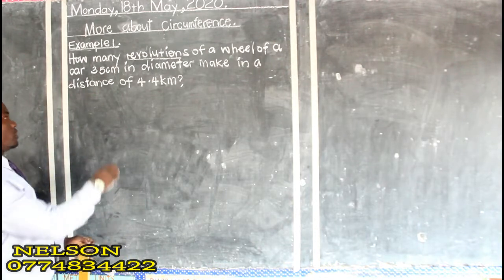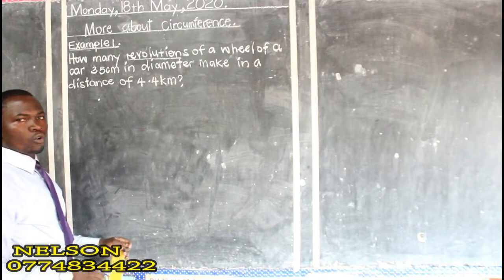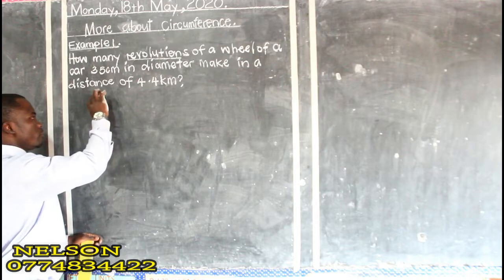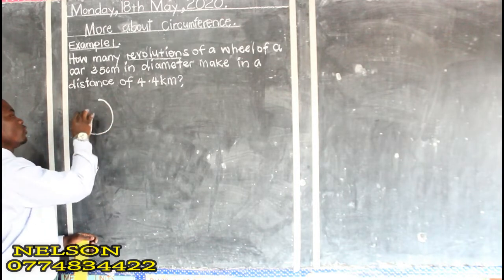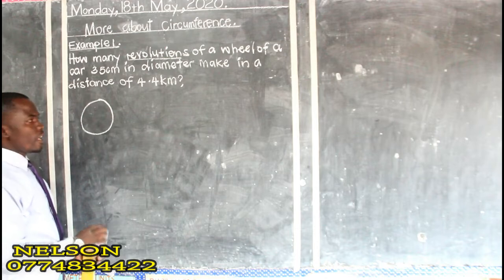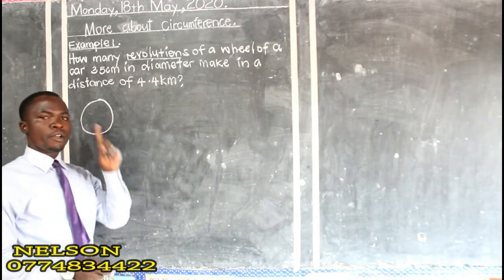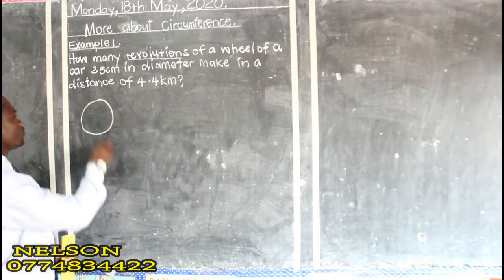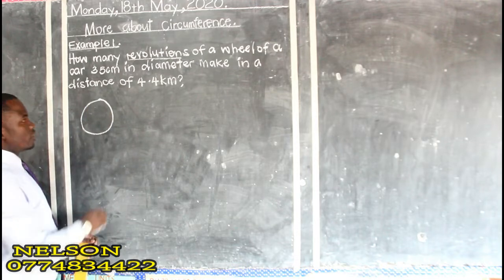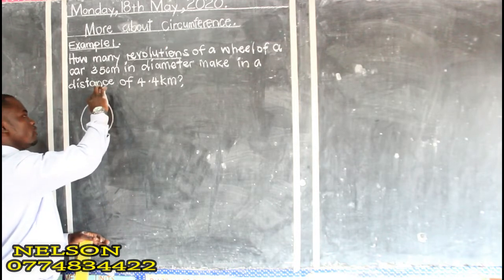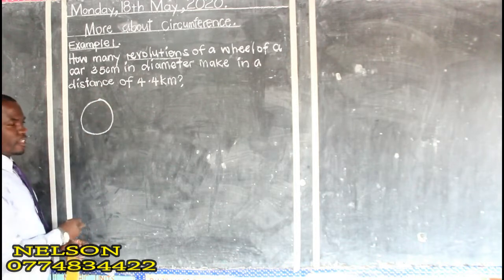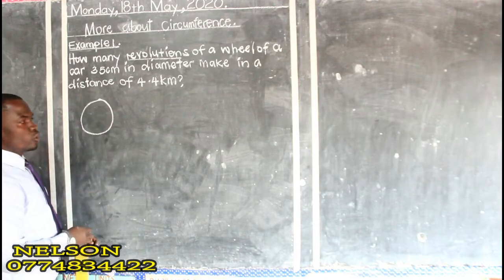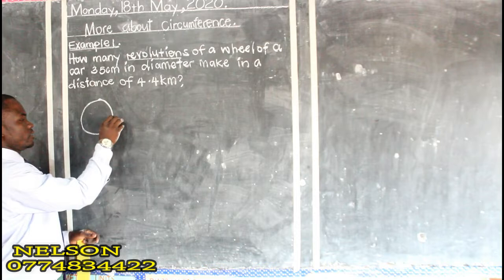What do you mean by a revolution? I will illustrate here how a revolution is. A revolution will begin from this point and rotate up to this point. Actually, a revolution is one complete turn. One complete turn. So, if you look at this circular figure here, in mathematics you can also call it a circumference.